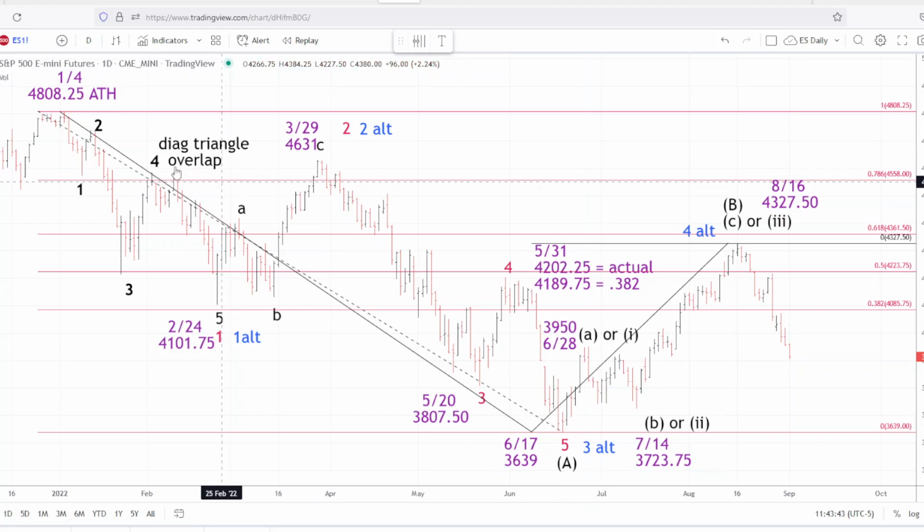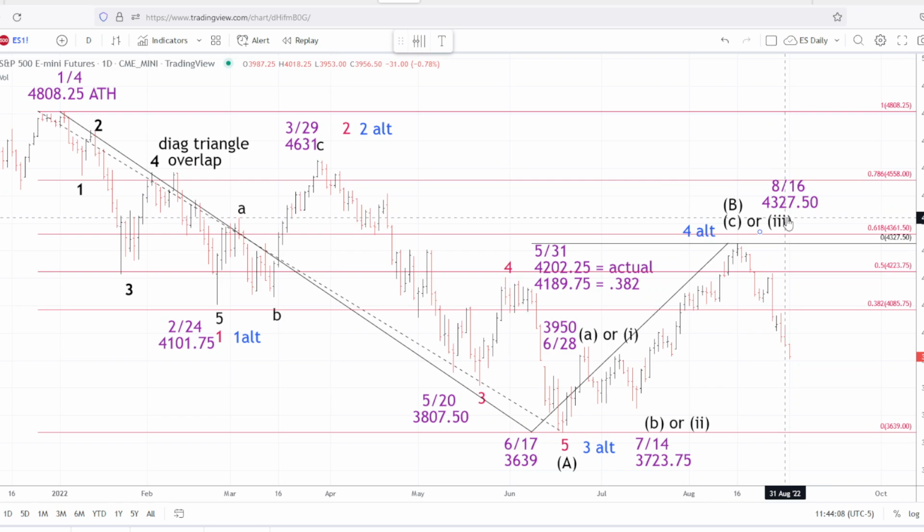We're going to look first at the big picture with the daily chart. You can see we've got the prices and the dates in purple. We've got the wave count in black, and we've got 5 waves down for an A down and 3 waves up for a B. Interesting things happened here just yesterday. You can see I've got an A or 1, a B or 2, and a C or 3.